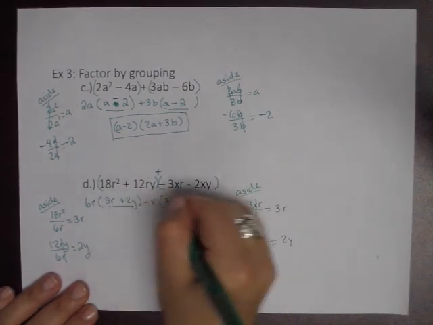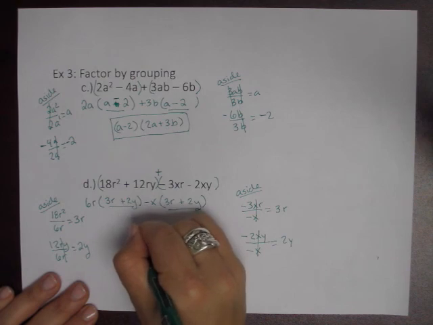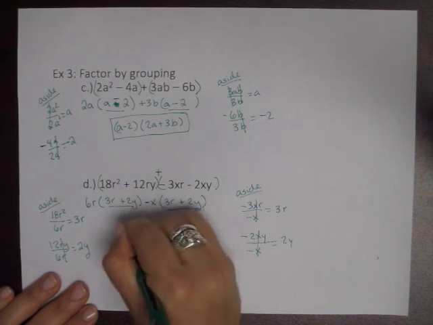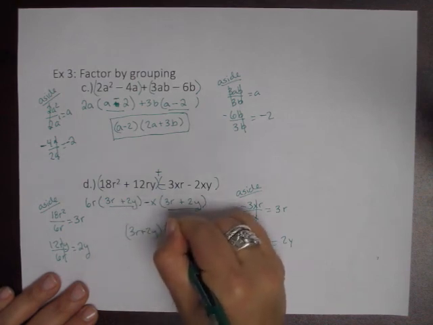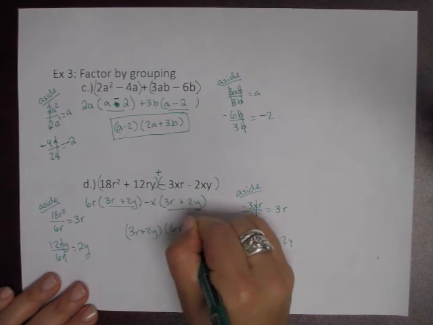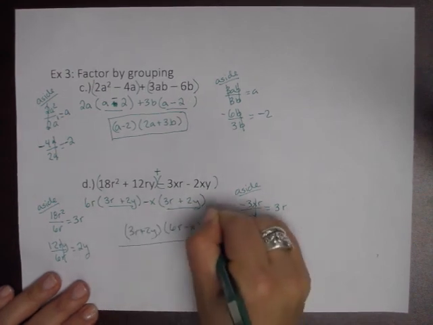I look for my common binomial, I have that, so I have 3r plus 2y. And then I multiply it by my GCF, so 6r minus x. And I'm done.